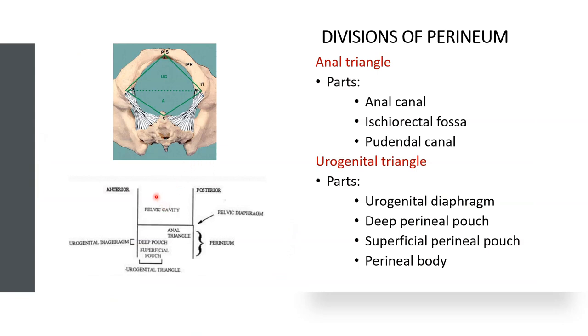So now you are familiar with the boundary between the pelvic cavity and the perineum, and you also know about the subdivisions of perineum into urogenital triangle anteriorly and anal triangle posteriorly. And this picture will give you the boundaries between the urogenital triangle and anal triangle, which is the imaginary line drawn across the ischial tuberosities, and a triangular urogenital triangle anteriorly and the anal triangle posteriorly.